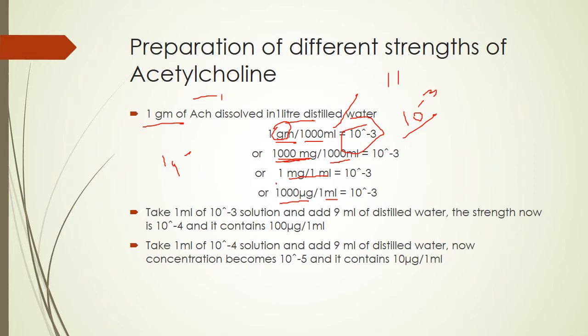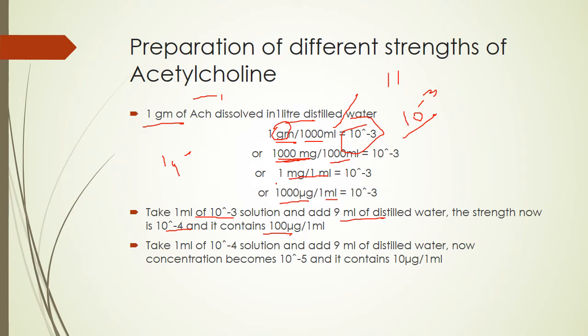So take 1 ml, that is simply 1000 microgram of that solution, and add 10 ml of distilled water to make 10 raised to the power minus 4, which contains 100 microgram per ml. We take the concentrated solution that we made, with strength 10 raised to the power minus 3, and we have to make a concentration of 10 raised to the power minus 4. So we just take 1 ml of that 10 raised to the power minus 3 solution and add 9 ml of water to it. So it became 10 ml of 10 raised to the power minus 4 solution.